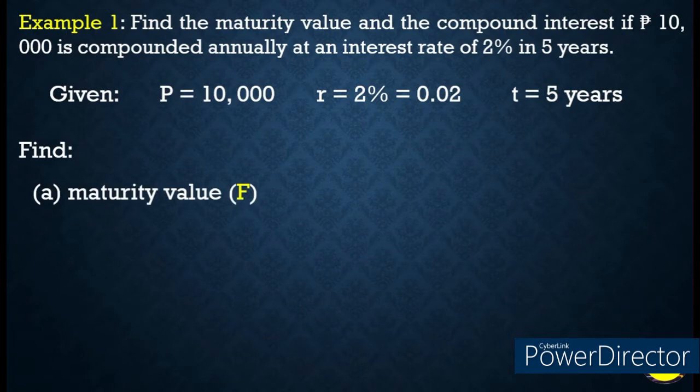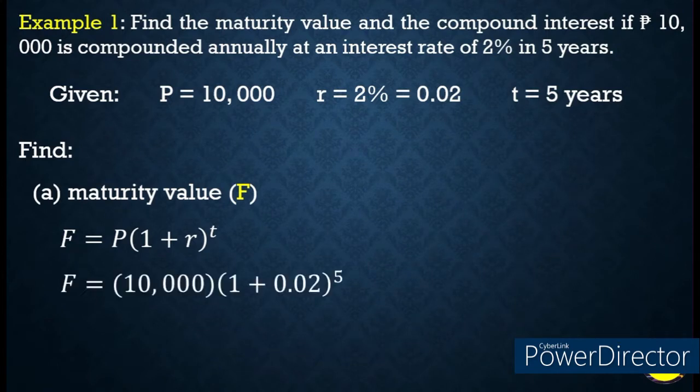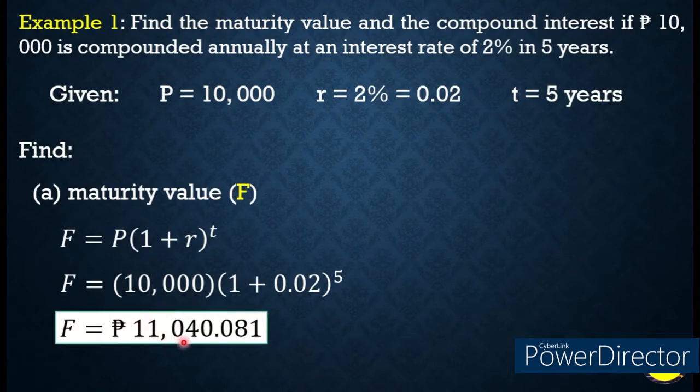So unahin muna natin yung maturity value or the future value. So magkano na yung pera niya after 5 years. So sa kanina sinabi ko yung formula, that is P times the quantity 1 plus R raised to T. So ang gagawin nyo lang ay substitute all the given values. So 10,000 times 1 plus 0.02 raised to 5. So you can use your calculator. Okay? And then the answer is 11,040.81. Okay? So ibig sabihin after 5 years, ito na yung pera niya from 10,000.